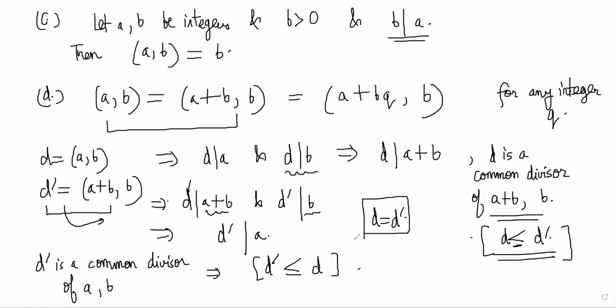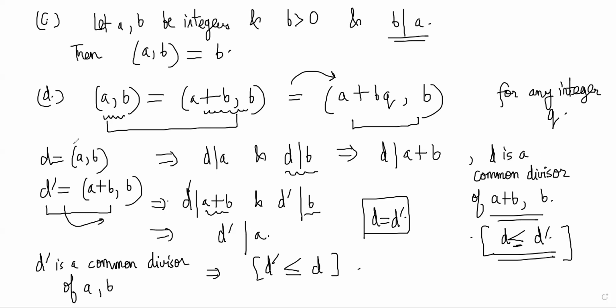So this is a very simple proof of the fact that if you have GCD of A and B, it is the same as the GCD of A plus B, comma B. And we can similarly show that for any combination A plus B times Q, comma B, the GCD of that is also the same as GCD of A and B, right?